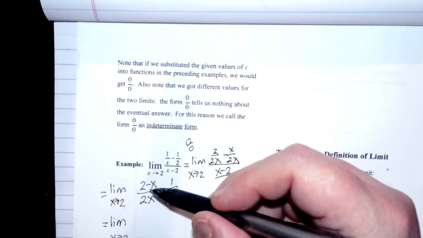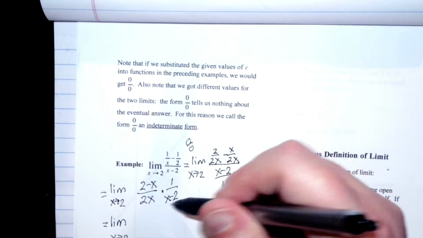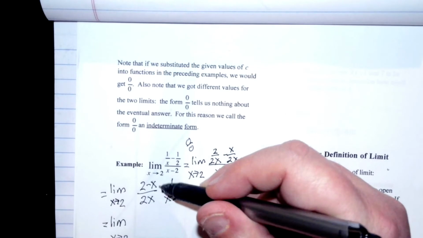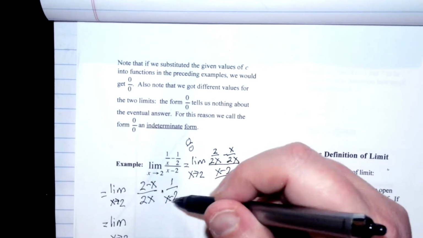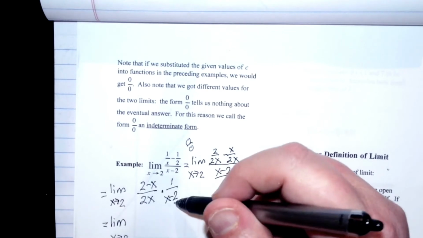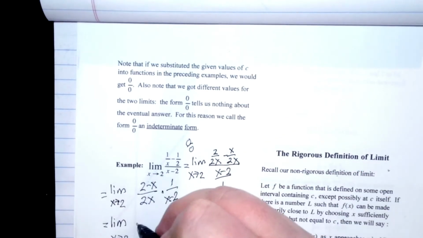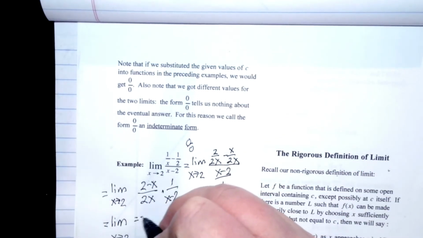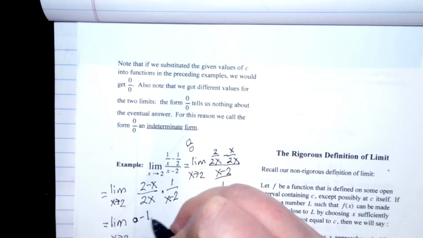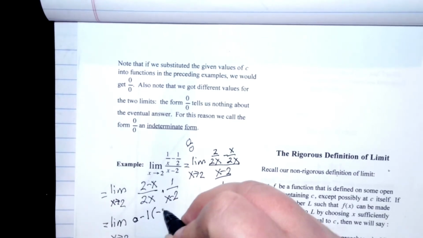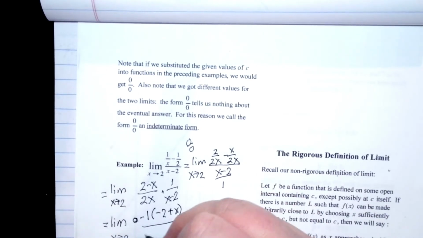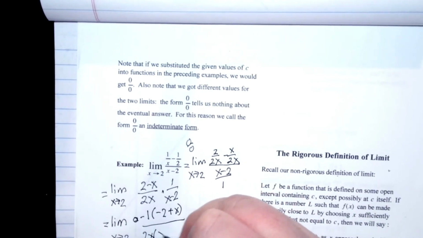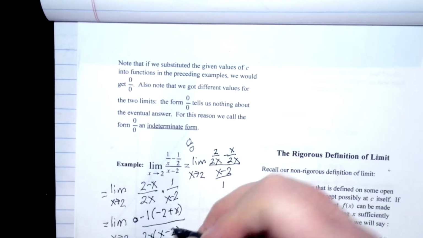Well, what you notice here is that you've got a 2 minus x and an x minus 2. I hope you remember that these are equal except that they have opposite sign. So what we can do is factor out a negative 1 from, say, the numerator, which would leave negative 2 plus x, and then the denominator will be 2x times x minus 2.